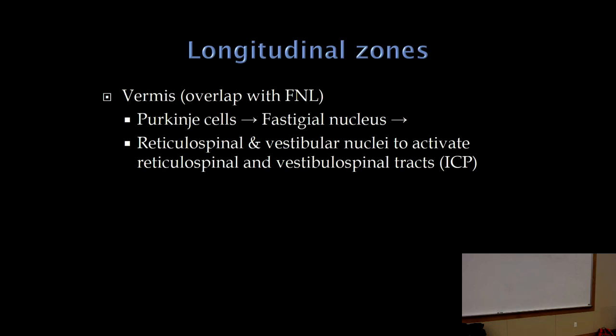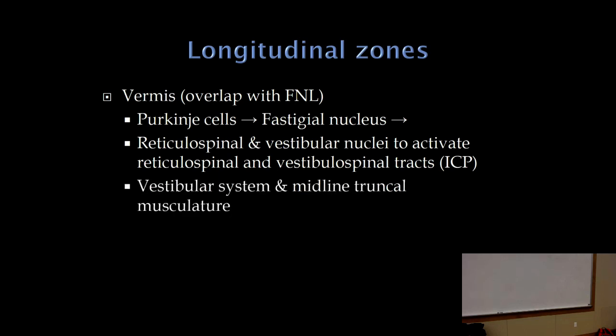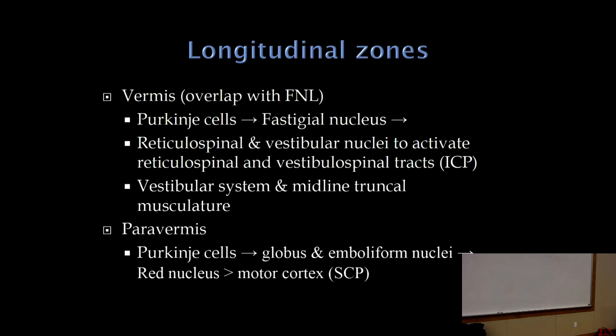Okay, so the vermis via the vestibular nucleus and via communication with some of these upper motor neuron nuclei in the brainstem can therefore regulate midline muscles. That's why you get a gait ataxia, a midline problem, when you have lesions of the vermis. And of course the vestibular system is important for things like the vestibulo-ocular reflex, and so we could have some problems there with different lesions.